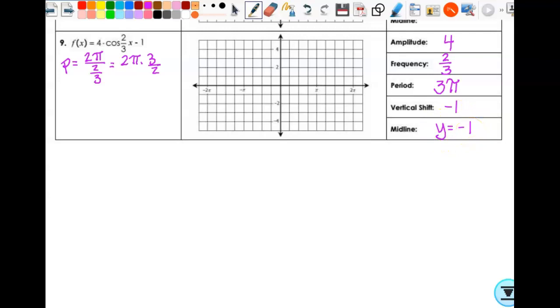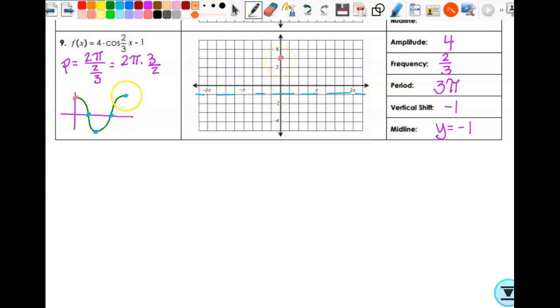All right, here is my parent function for my cosine. We got these 5 points I need to take care of. Get my midline in there at y equals -1. So my amplitude is 4. I start on the y-axis. From the midline, I'm going to go up 4. So from the midline, I go up 1, 2, 3, 4. Boom, there's that.